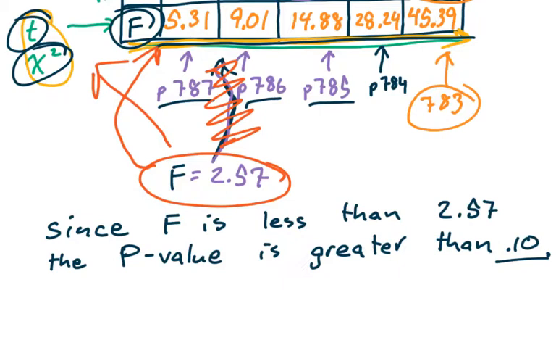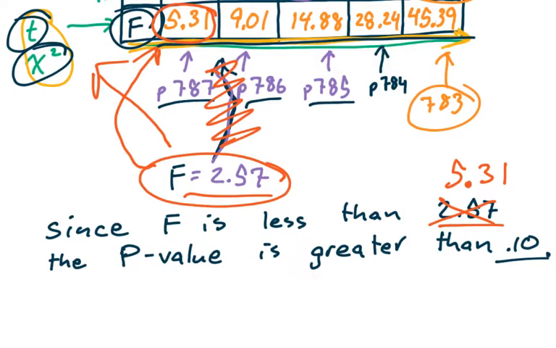So since the p-value is less than 2.57, no, wait a minute. Oh, okay, hang on. I made a whole bunch of bungling errors. I said since F is less than 2.57, the p-value is greater than 0.10. I meant to say this value, 5.31. F is equal to 2.57, so it doesn't make sense that it's less than 2.57. I said the wrong thing.